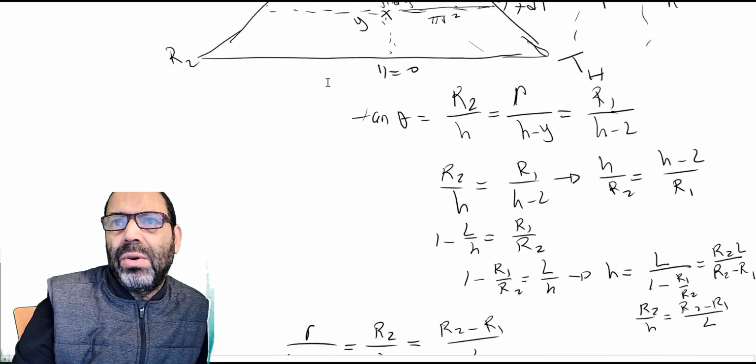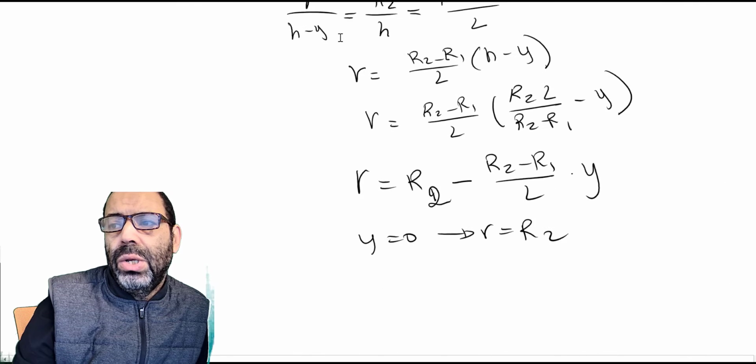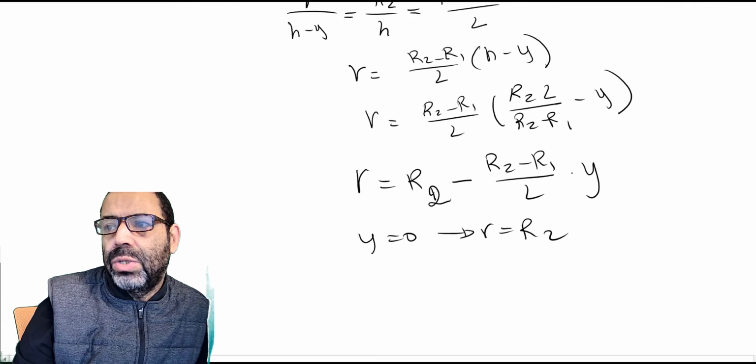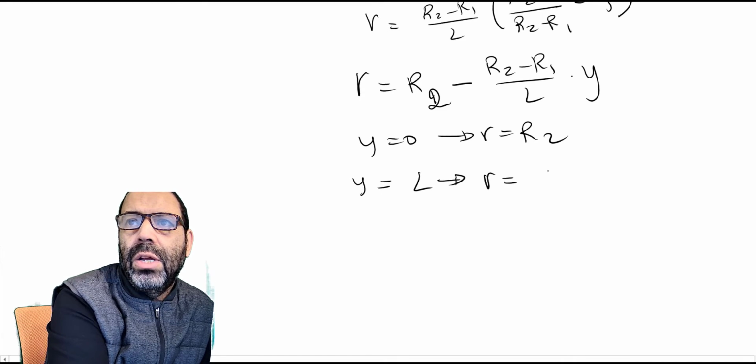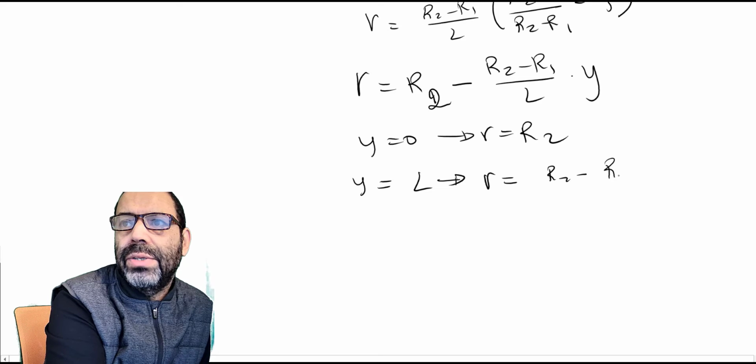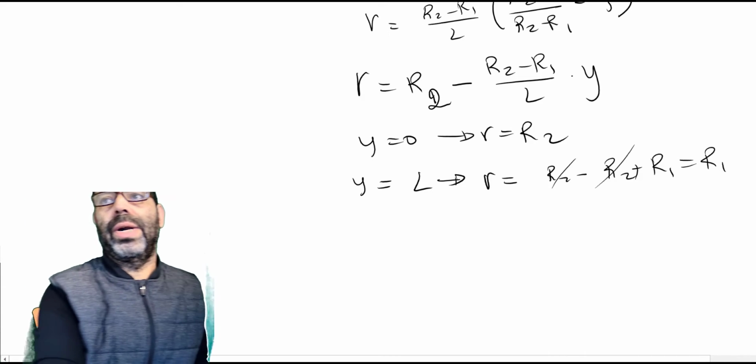So for y equals L, I know little r becomes big R1. So let's test that now. That is really where the check last time failed. So y equals L gives me r equal to R2 minus, remember y is equal to L now, so L cancels the L, so it's going to be minus (R2 minus R1), which is plus R1. These two cancel, and indeed it gives me R1. So this works. Okay, this expression is the correct one.